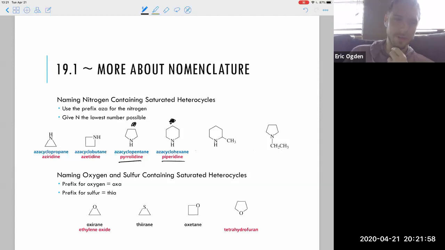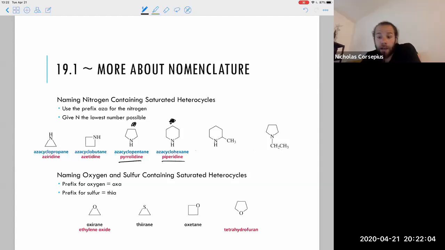Those really small ones, would they even be favored just because the angles are so weird? I guarantee you they are incredibly reactive, incredibly unstable, but that doesn't mean that they don't exist, right? There's a difference between can't exist because it's so unstable and will react at, say, negative 78 degrees Celsius because of ring strain. So bottom line, you can form these, but yes, they will absolutely be more reactive than their 5 and 6 membered ring counterparts.